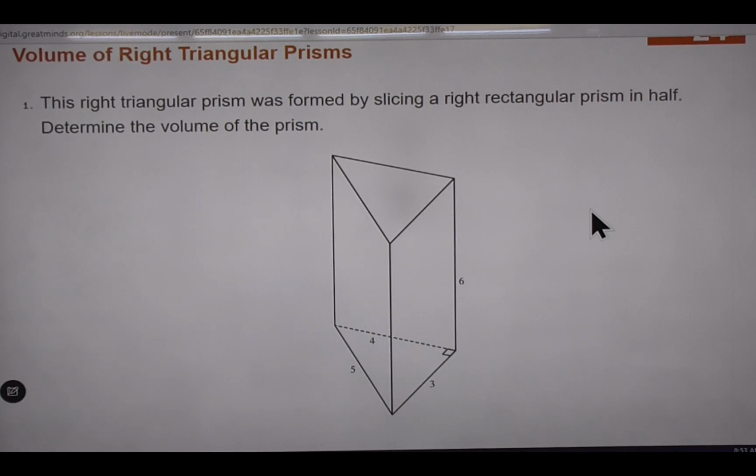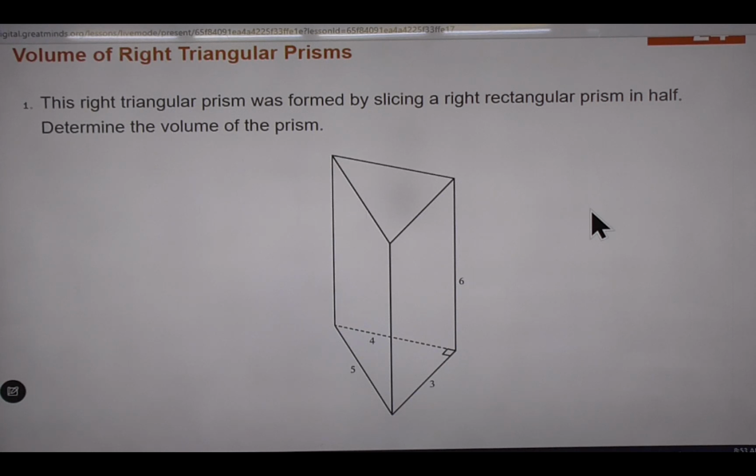Can we use length times width times height? No. Kendall shaking his head, yeah. How do you think we can use that, Kendall? You can't use that because it's a triangle. Good for you. And why can't we use it for a triangle? Because a triangle is base times height divided by 2.